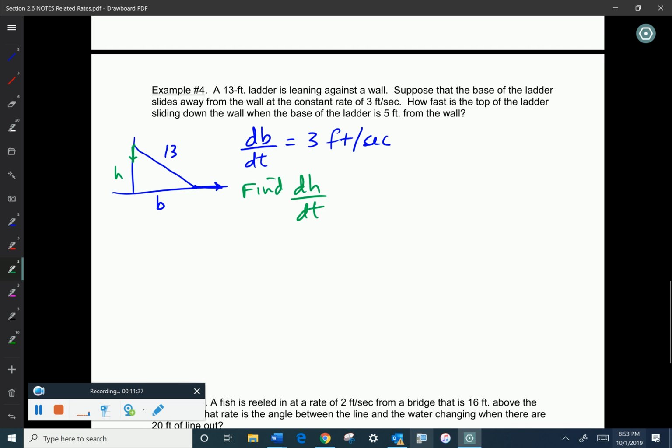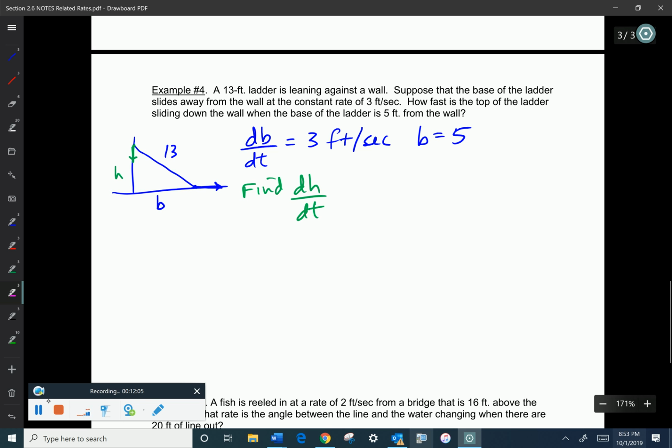What else do we know? It says when the base of the ladder is 5 feet from the wall. So we want this at the moment when B equals 5. Okay, like I said before, always look at what you're trying to find. If I need to find dH/dt, I need an equation that has an h in it. Right? So if I look at this triangle, I see a right triangle. Wouldn't the Pythagorean theorem have an h in it? And yeah, it would also have a b, but that's okay because I've got lots of information about b.